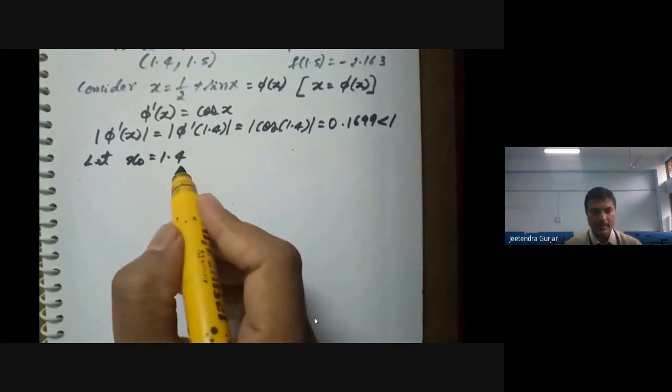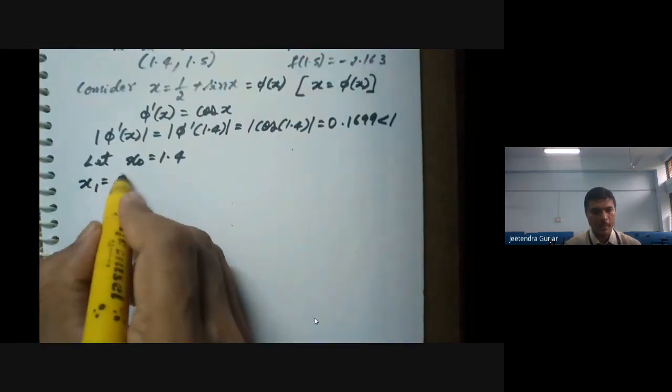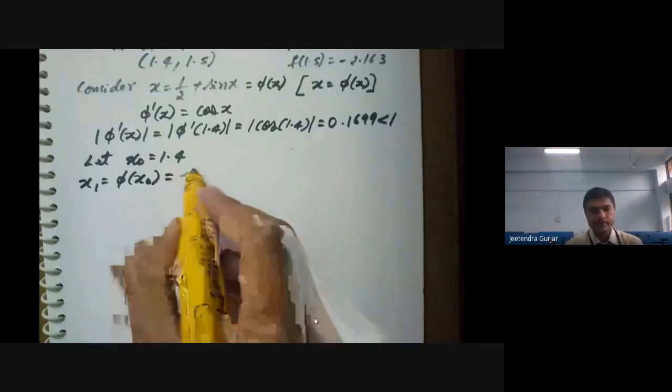So we'll go with, let x naught, I'm going to take here 1.4. Now this is the initial condition. I think everyone has understood why we have taken x naught as the initial approximate value. x naught is equal to 1.4 is the initial approximate value. Is it clear? So we'll continue with the first approximation.